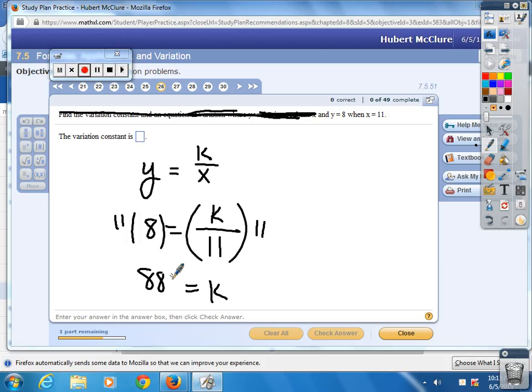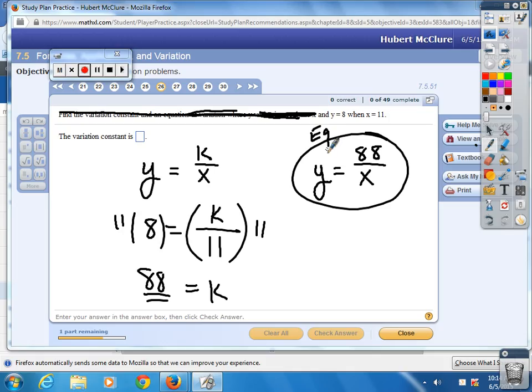Now, in some of these questions, they're going to say, what is the variation constant? The variation constant is 88. In some cases, they're going to ask for the equation. And the equation would be y is equal to 88 over x. That's the equation. This is the variation constant. So there may be some questions on the test and the homework that ask for K, and that's the variation constant. And then some will say the inverse equation is, and that would be that.